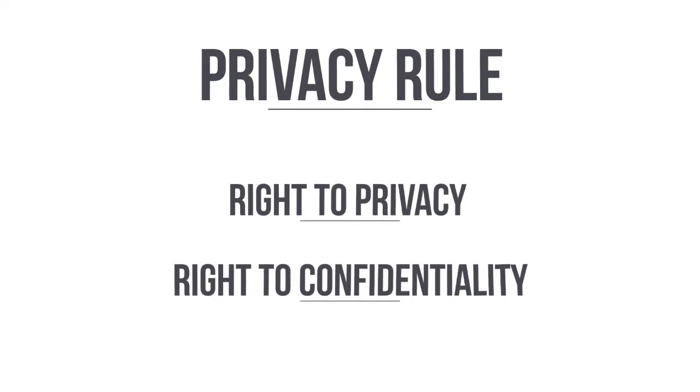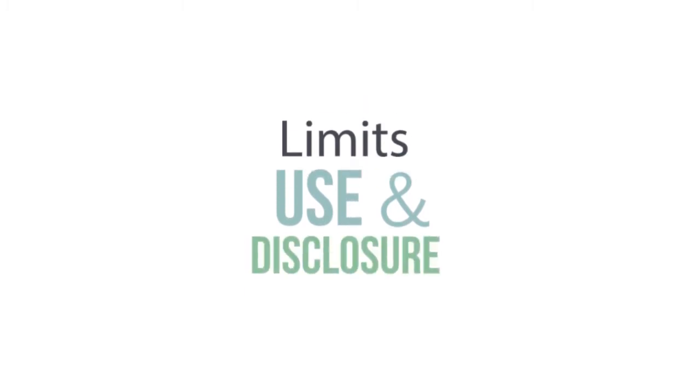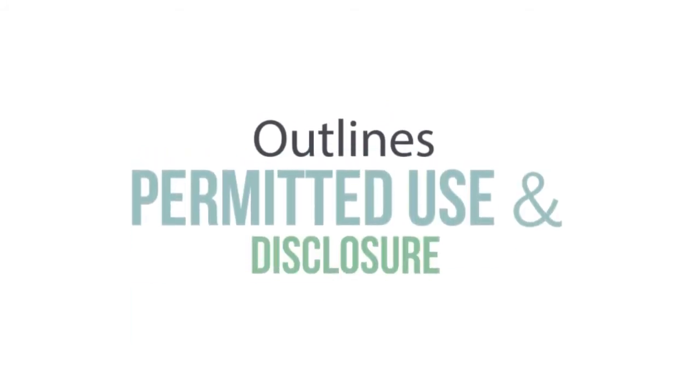How does the Privacy Rule protect PHI? It limits the use and disclosure, almost all of which requires the individual to authorize that use or disclosure. The Privacy Rule also outlines the permitted uses and disclosures, defined as the release of information to the individual or personal representative for purposes related to treatment, payment, and healthcare operations.